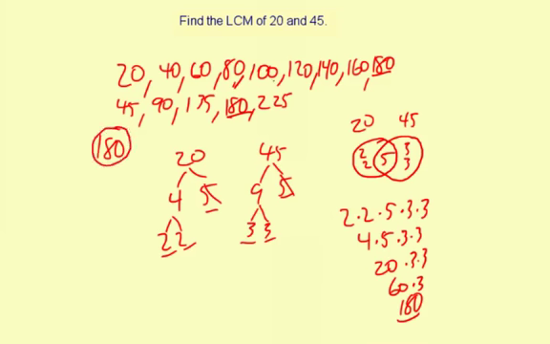So you can list the multiples like this I showed you first, or you can use a Venn diagram and then use all the factors shown in the Venn diagram when you're done, and that makes the least common multiple.